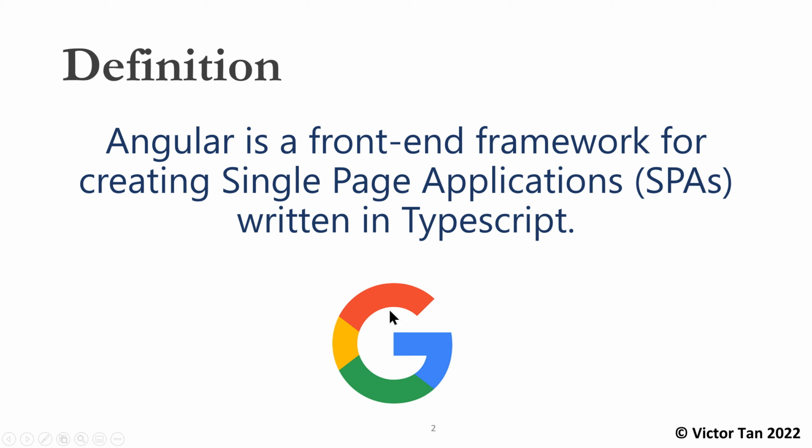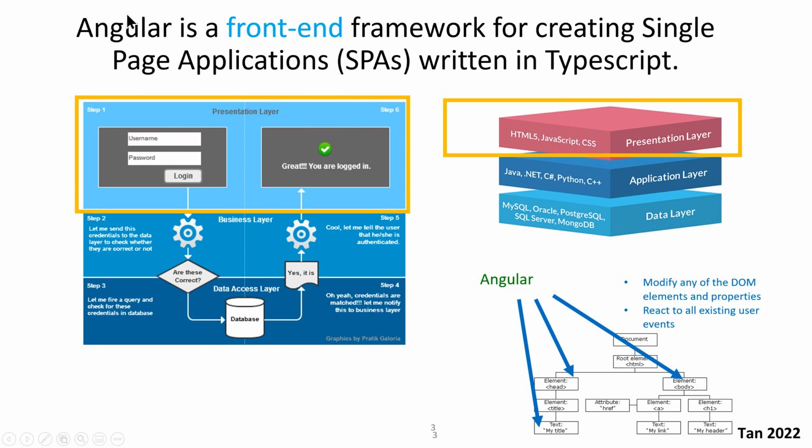Alright, let's break down this definition. Let's examine each of the key terms in this definition one by one. So the first term that we're going to look at is front end. So what do I mean by front end here? Front end is basically referring to the presentation layer.